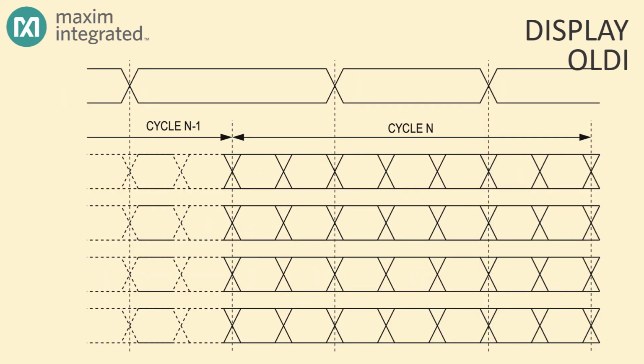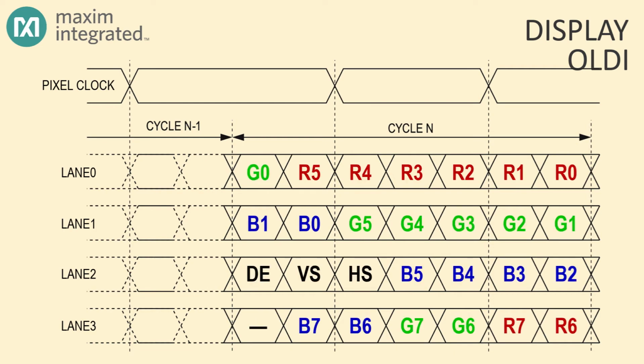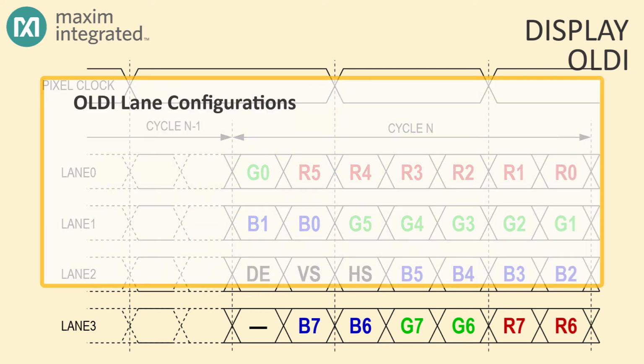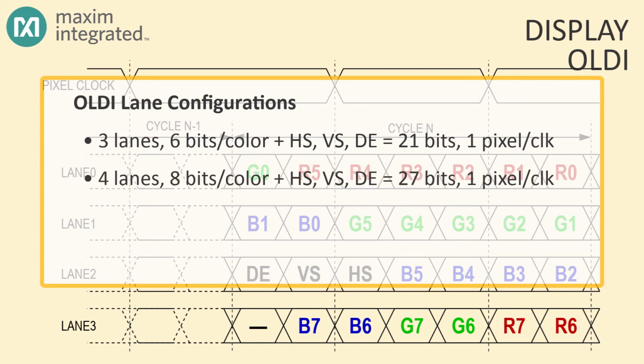Compared to CSI2, OLDI is really simple. Once again, you have a differential clock and a collection of differential lanes. Each lane carries exactly 7 bits per pixel. In the OLDI specification, there's a fairly limited number of arrangements of lanes. To start, you can have 3 lanes carrying 6 bits per color, plus 1 bit each for horizontal sync, vertical sync, and display enable. For more color depth, you can add a 4th lane that adds 2 bits to the depth of each primary color.